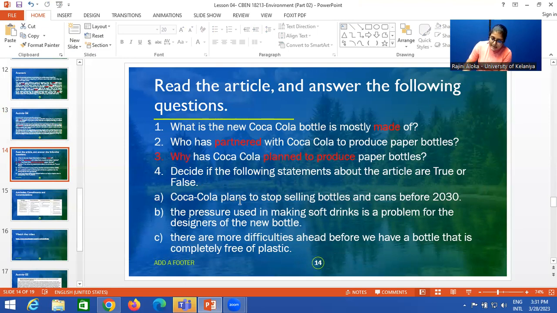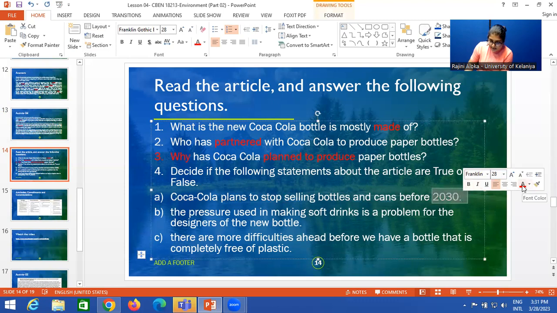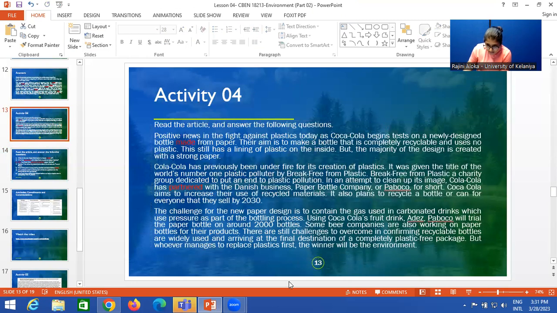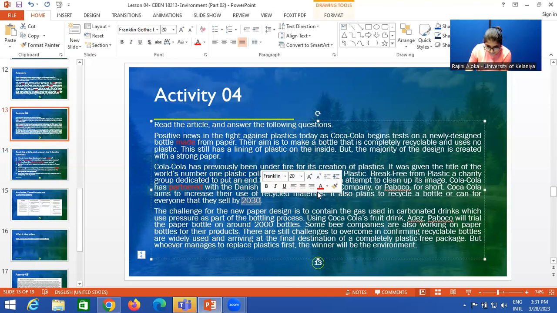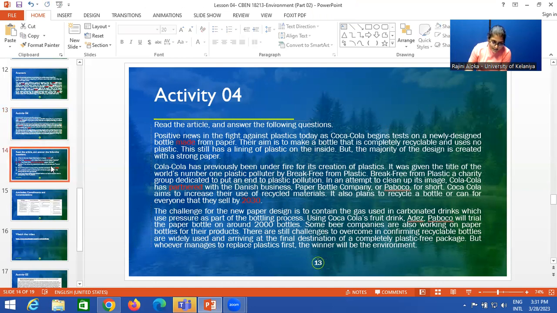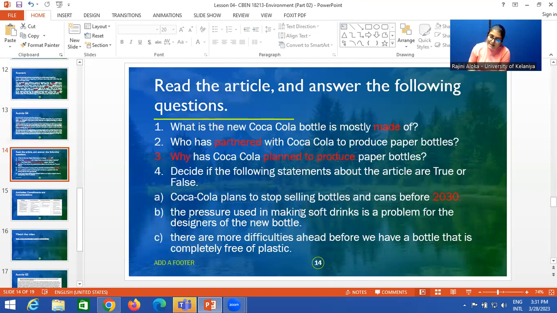Coca-Cola plans to stop selling bottles and cans before 2030. We'll see whether we can find this 2030 in the text. Is it there? Yes, 2030 is here. Now we'll read this part, what it says. It also plans to recycle a bottle or can for every one that they sell by 2030. So what's mentioned here is they are going to recycle a bottle or can for every bottle or can they sell.